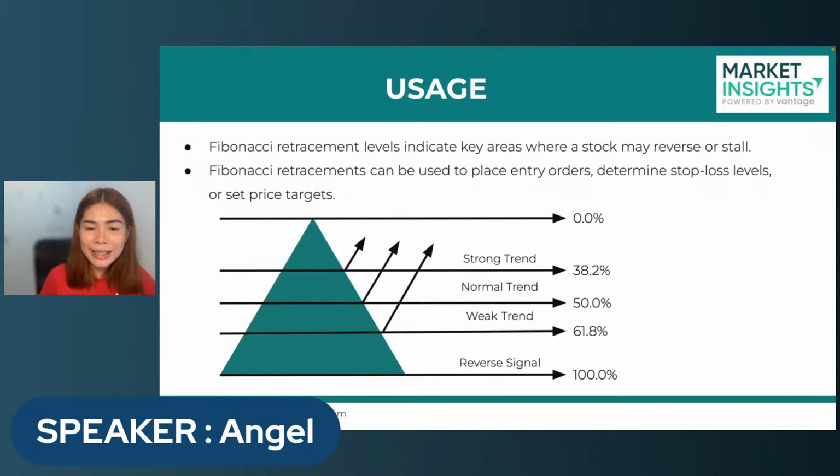Although you could technically still buy at 61.8, I do not prefer buying at the 61.8 level because it shows a weak trend. And a little bit further down, it could actually show me a reversal of the trend already. So I don't actually like to buy trends that are weak. It's not going to give me very good profitability for this one.